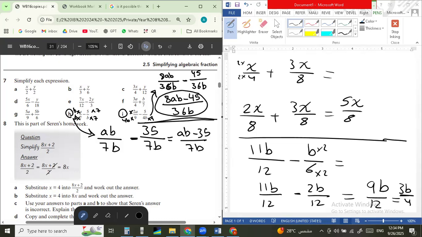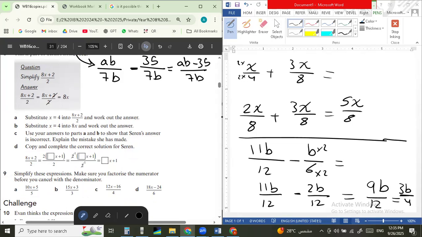No, you can't. The variables must be the same to be able to add or subtract. Don't say to me 8ab minus 45, I'm going to answer, it's going to give me negative 30 something. No, no, no, you can't. If it was 8ab minus 45ab, yes, I would have said to you simplify.